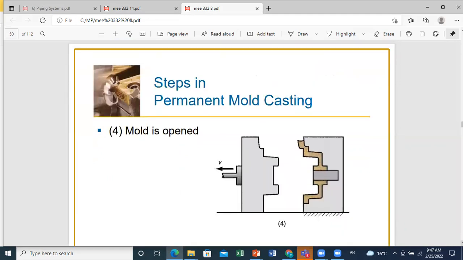Now, after you are done, when solidification is done, you can open the mold and you can extract your final product. And since you didn't destroy your mold, you can repeat this process several times to have a mass production of the desired pattern.